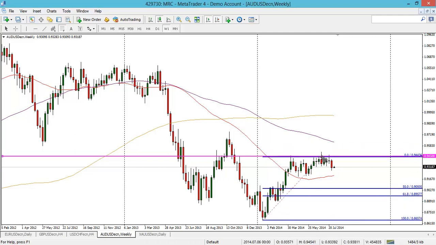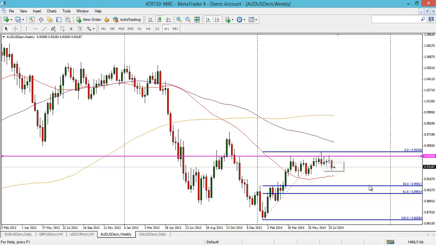here over the next, maybe this week or even next week, and I would not be surprised to see it over the next few weeks come down to this 50% retrace level on this fib from the low of 2014 to the high, and that 50% comes in at 0.9081.